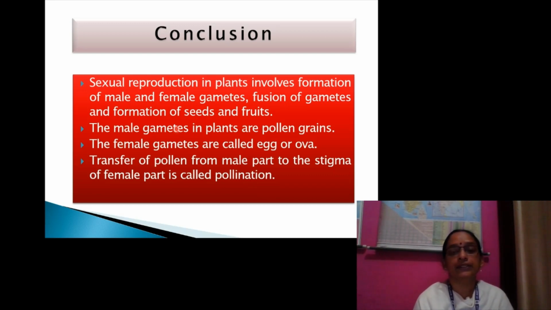Let us conclude today's portion. Sexual reproduction in plants involves formation of male and female gametes, fusion of gametes and formation of seeds and fruits. The male gametes in plants are called pollen grains. Female gametes are called egg or ova. Transfer of pollen grain from male part to the stigma of female part is called pollination.